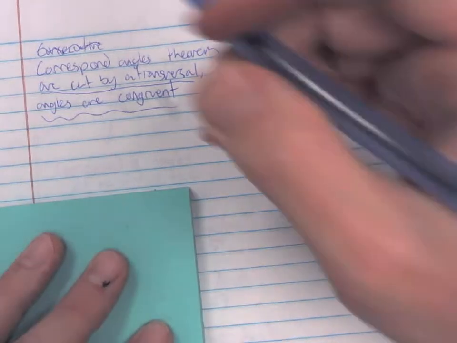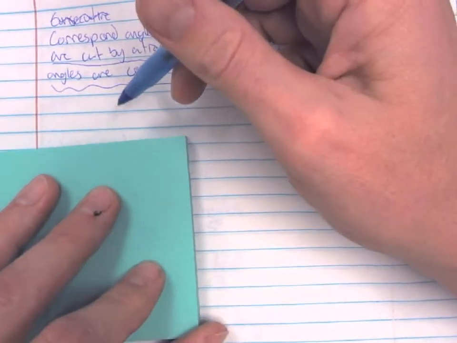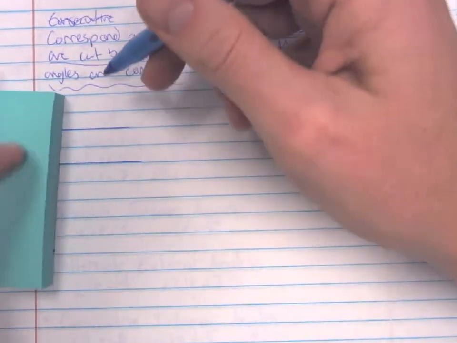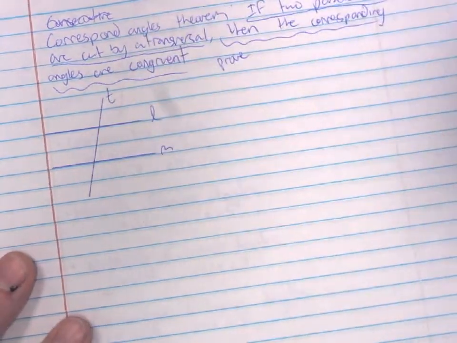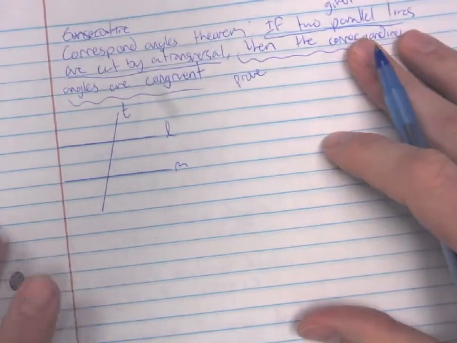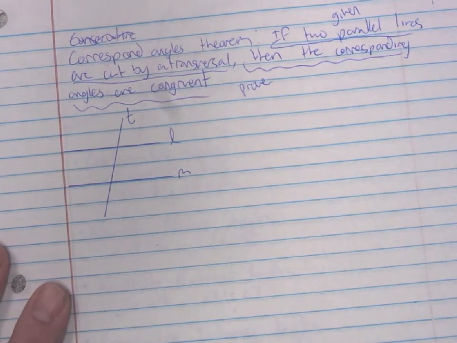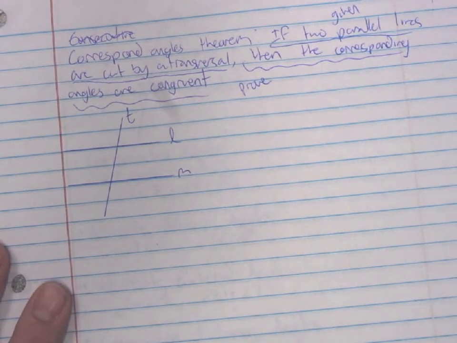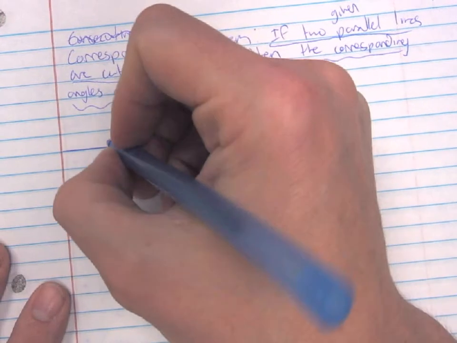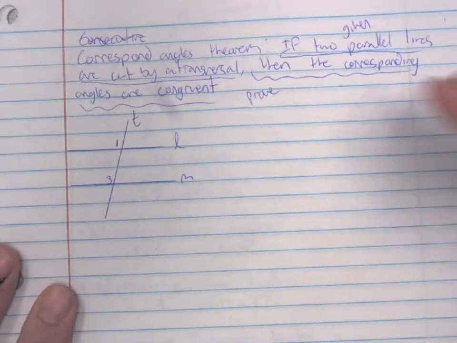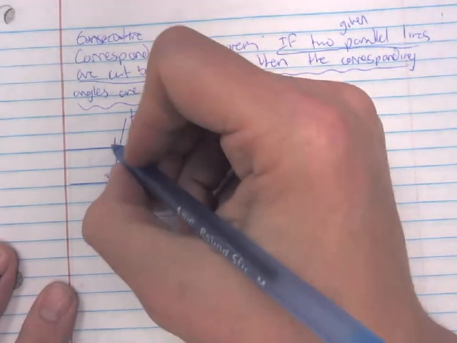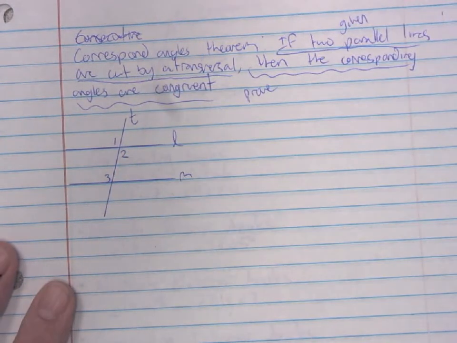So let's get some parallel lines up here. Let's get a transversal. Okay, L, M, T. You can label them differently, but those will work just fine too. So let's put some angles on here. Okay, we want some corresponding angles. So let's call this guy angle 1, and let's call this guy angle 3. You don't have to call them that, but that's good enough. And let's use a little helper angle. Let's put one right there. That's angle 2.